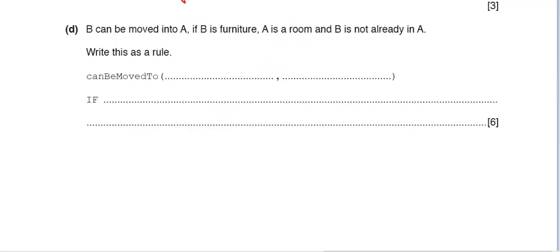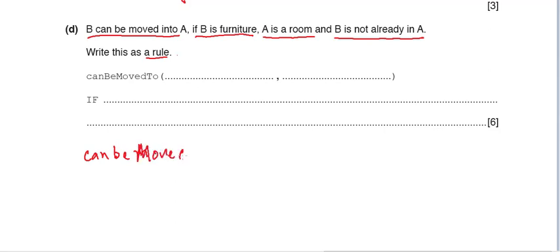Okay, next he says that B can be moved into A if B is furniture, A is a room, and B is not located in A. Okay, so we need to write this down as a rule. Okay, so our clause will have two arguments. B can be moved into A. B, comma, A.